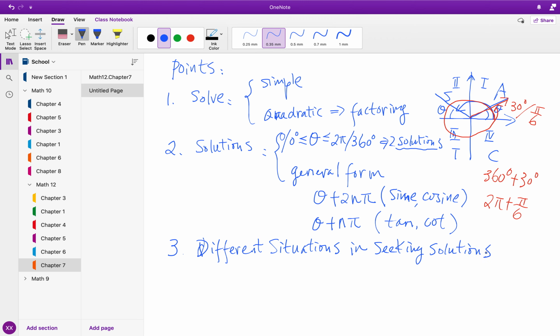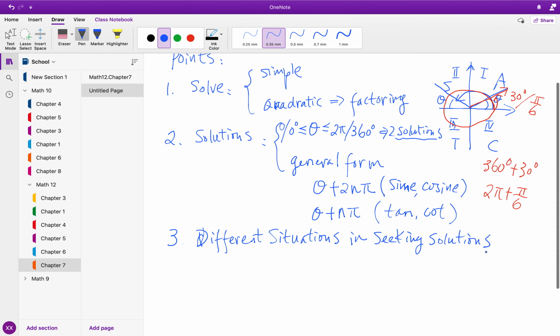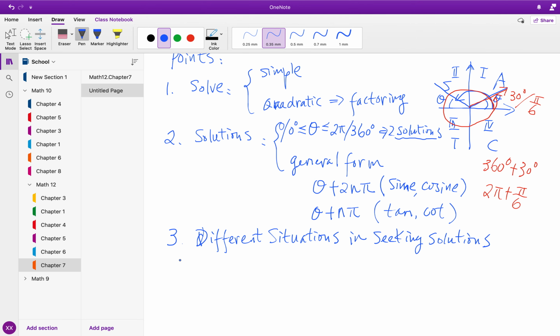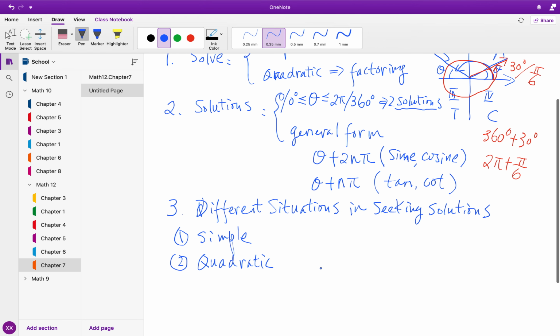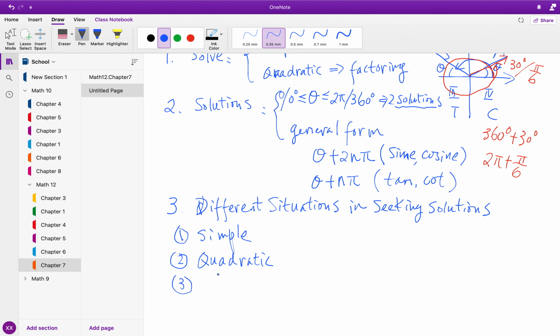All right. Now, the first one, what does that mean? How about the first one, it's just a simple way to seek the solution, all right? Okay, the second way is, it doesn't look that simple. Then let's say quadratic is in our way, quadratic.